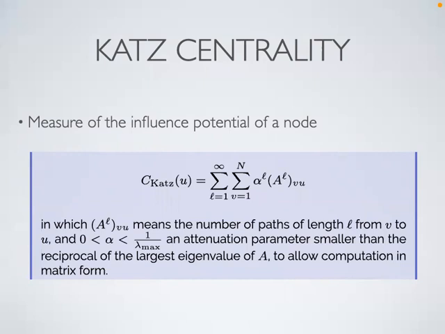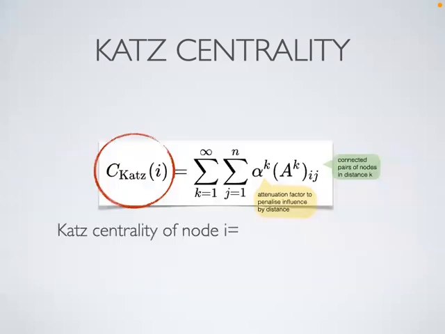A variant of the eigenvector centrality is the Katz centrality. This one is interesting in my opinion because it's just a variation of the eigenvector centrality, but it gives a different interpretation, to help understand how it works. So the original formulation is like this. I detail it here. You want to compute the Katz centrality of a node.